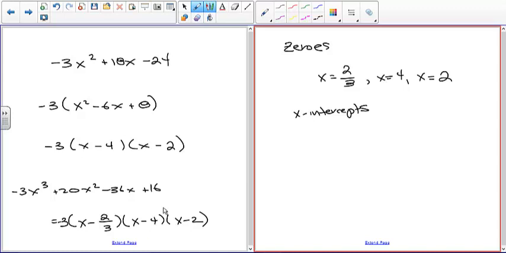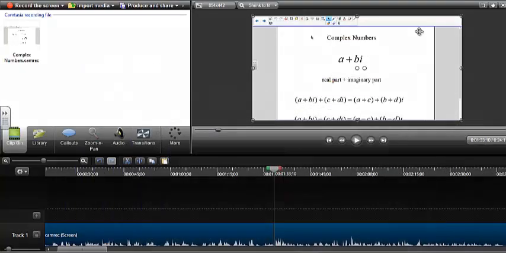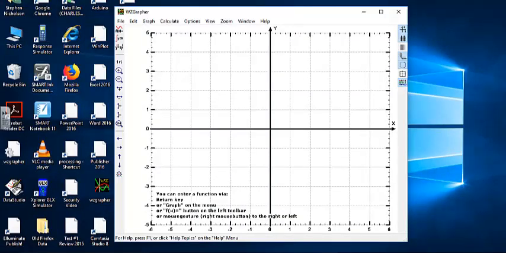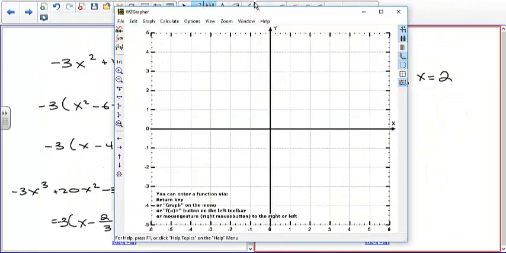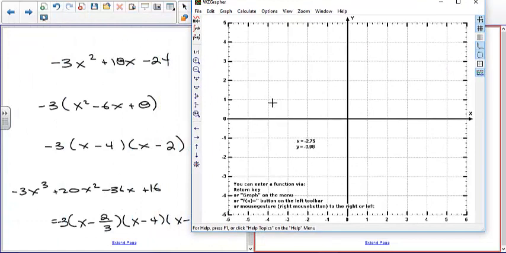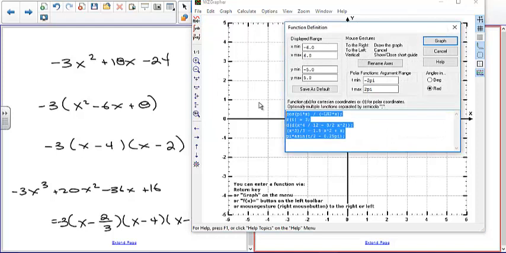Those are the factors. And we can actually check this out. So let's open up the graphing program here. What I'm going to do is plot this original function, which is negative 3x cubed plus 20x squared minus 36x plus 16. Now, because this is a negative leading coefficient, it's going to start up here and come down, wiggle a bit, and end up down that way.